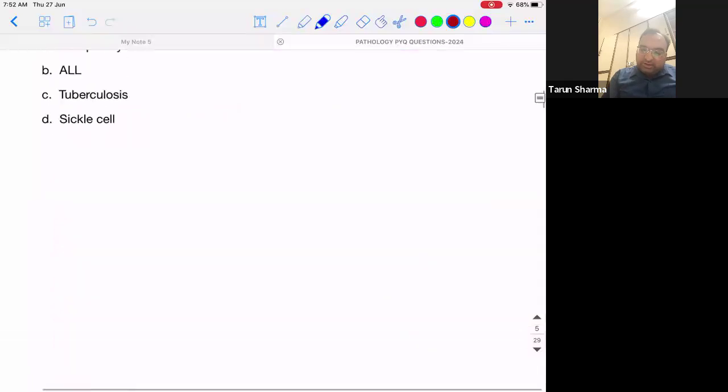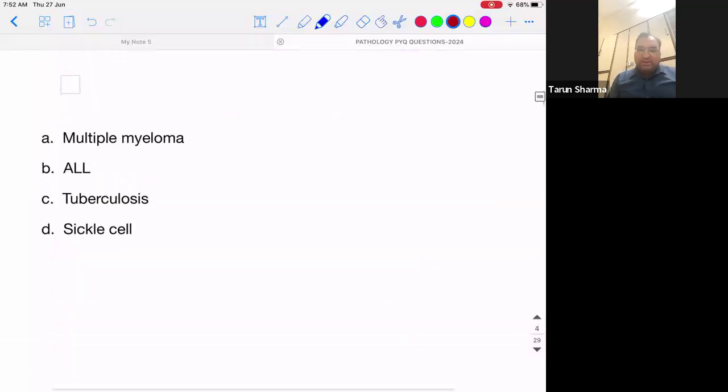So now answer the question. What kind of malignancy could it be? Is it multiple myeloma? Is it acute lymphoblastic leukemia? Is it tuberculosis or is it sickle cell? Sickle cell I can easily rule out because there are no sickled cells. Sickle cells are like this, with pointed ends. The sickle-shaped cells are seen in sickle cell anemia cases.